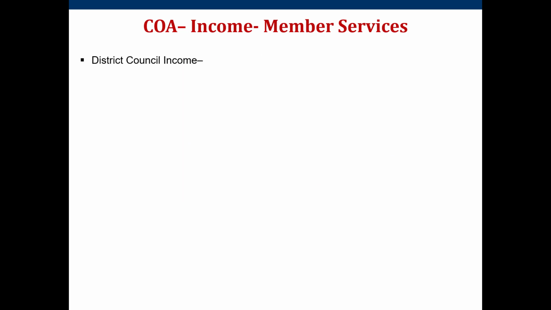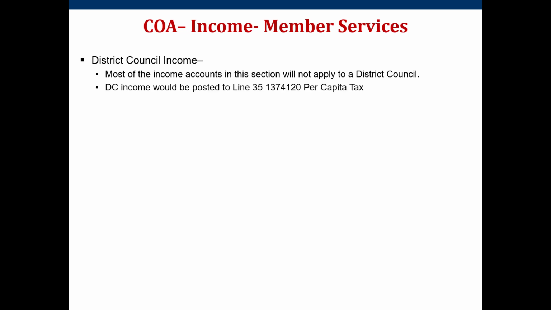District Council income. Most of the income accounts in this section will not apply to a district council. District council income is typically based on per capita that is assessed to all local unions within the district council. Income would be posted to line 35, 1374120, per capita tax. Most of the accounts in this section would be marked inactive for a district council.